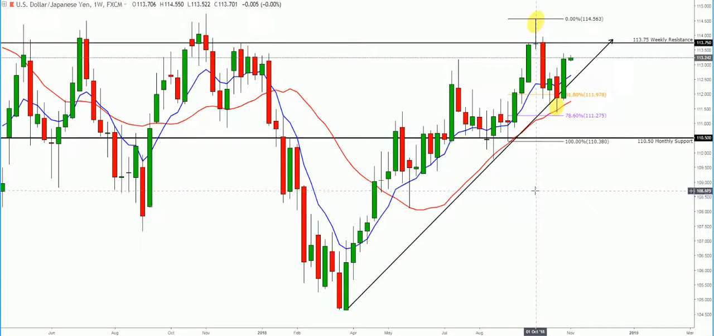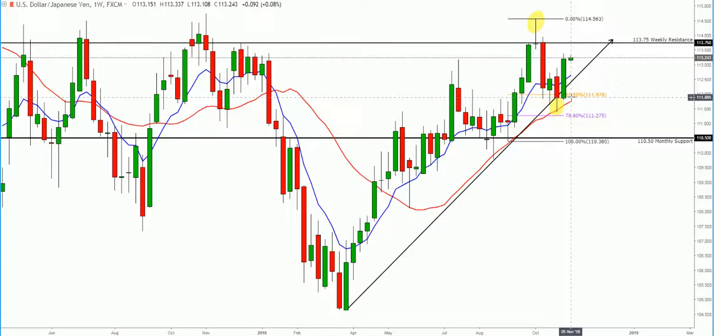Onto USD JPY. Now, if you remember, we were talking about a break of this uptrend. However, last week, bullish momentum from this refined Fibonacci region pushed price back above the exponential moving average and back above last week and the prior week's highs. So we did close quite strong last week, as now we look to continue momentum up towards that 113.75.